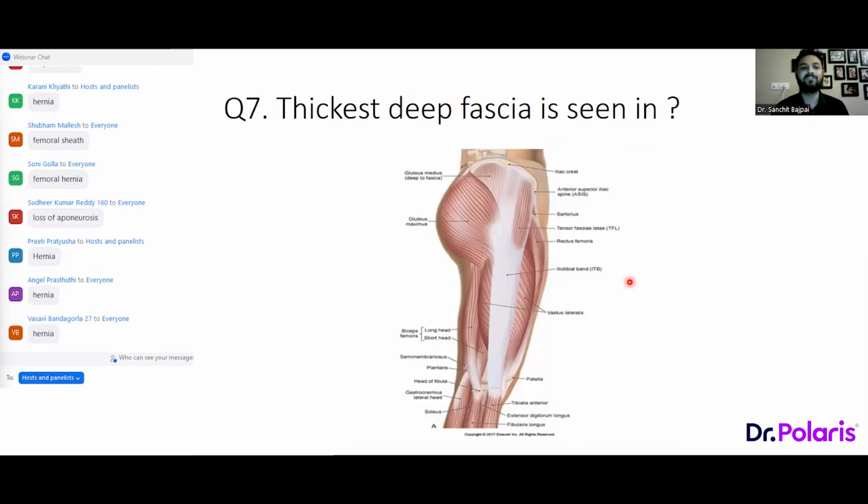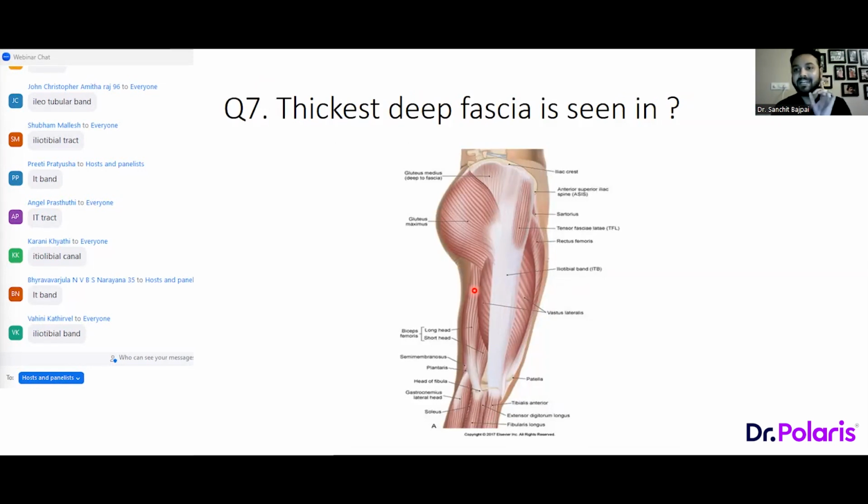Thickest part of the deep fascia is seen in. What is the thickest part of deep fascia called? Sony has answered IT tract first. Somebody is calling it an iliotibial band, somebody an iliotibial canal, somebody a tract. So don't forget this.